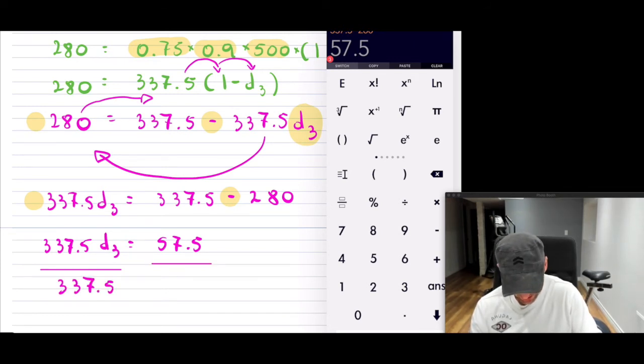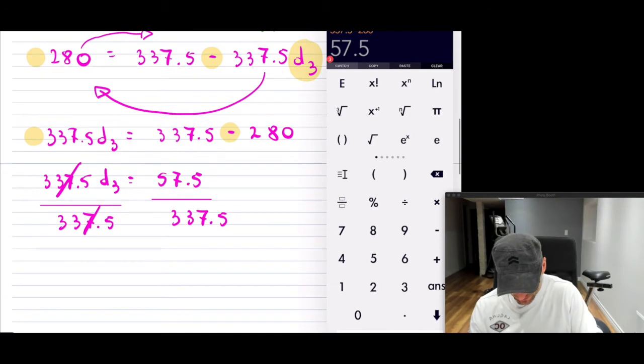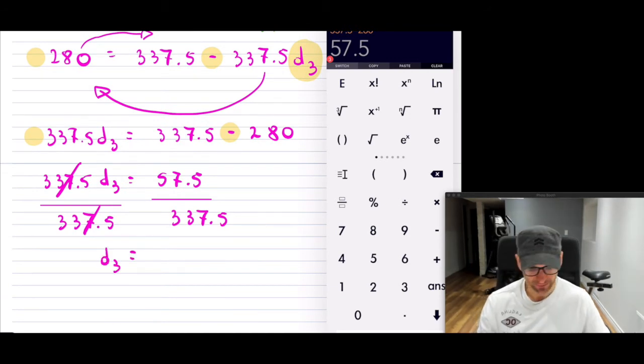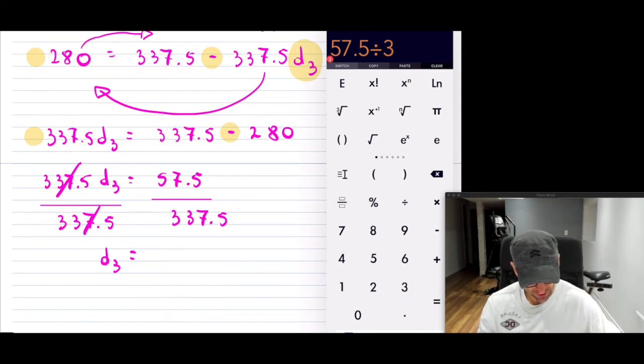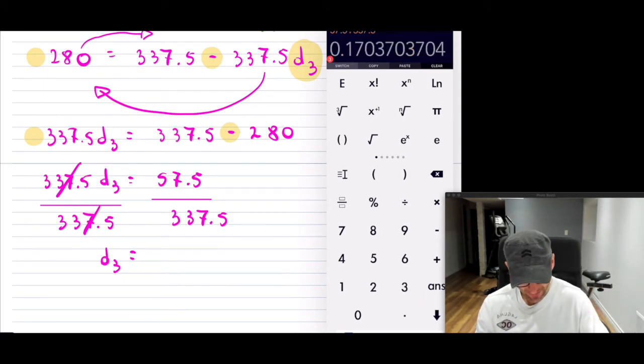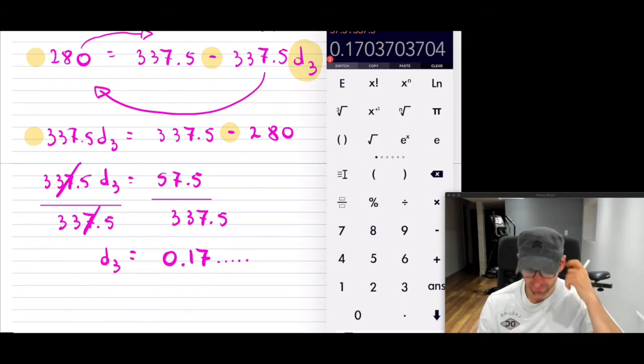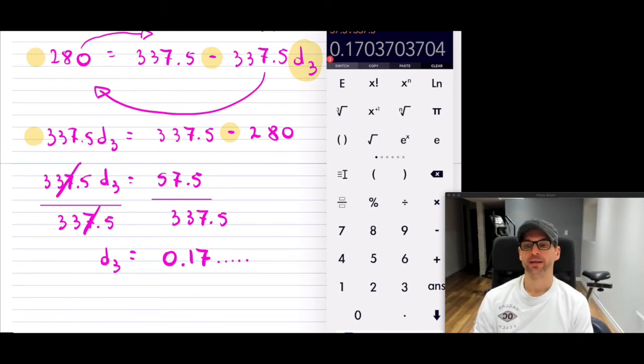Divide both sides. That cancels. And we have our D3. So my answer is divided by 337.5... And that's my third discount as a decimal.